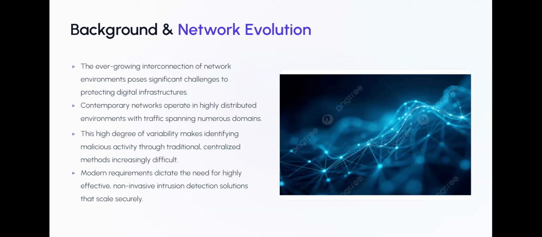So, the background and network evolution: with the rapid growth of cloud computing, IoT, and enterprise networks, cyber threats have become more sophisticated and distributed. So, the traditional security mechanisms struggle to analyze the massive amount of network traffic generated across multiple domains. Therefore, modern networks require scalable intelligence and a privacy-preserving model, that is nothing but the intrusion detection system, that can effectively identify malicious activity without exposing sensitive information.